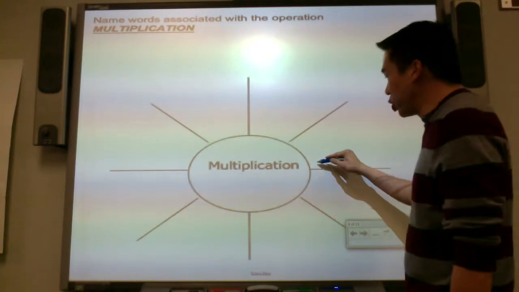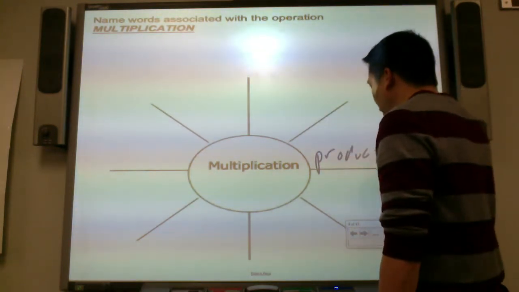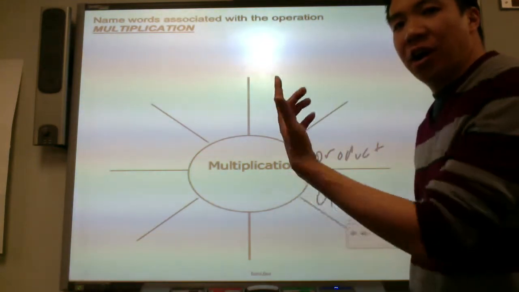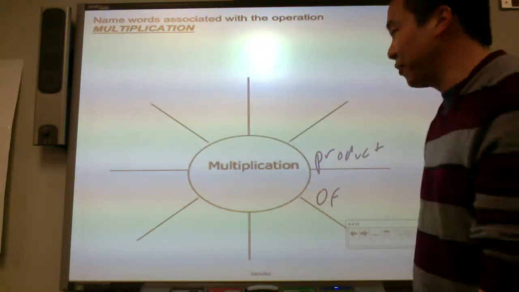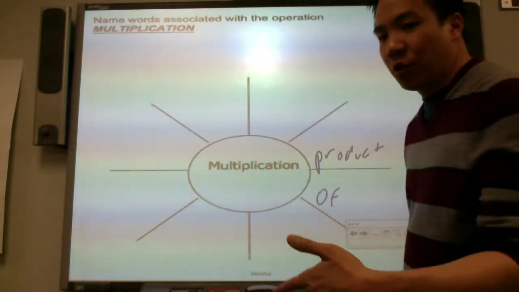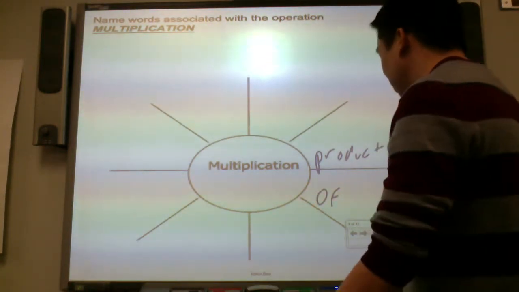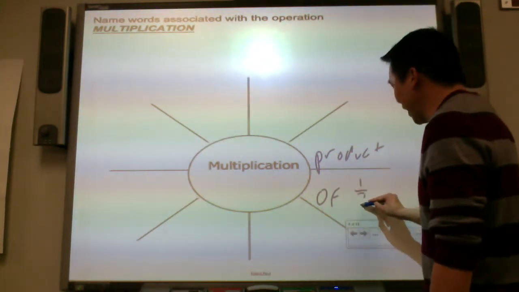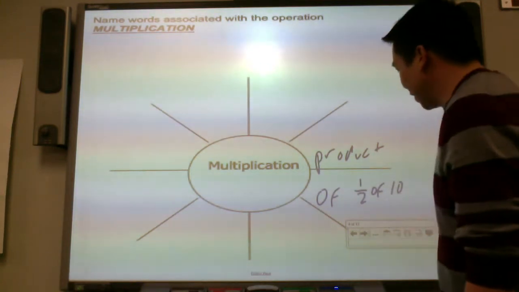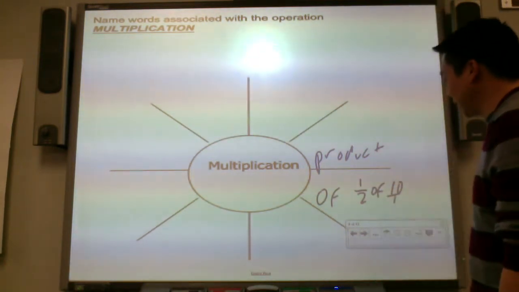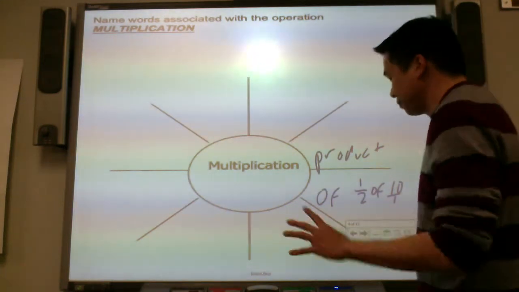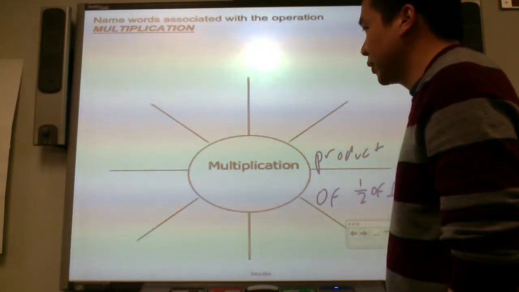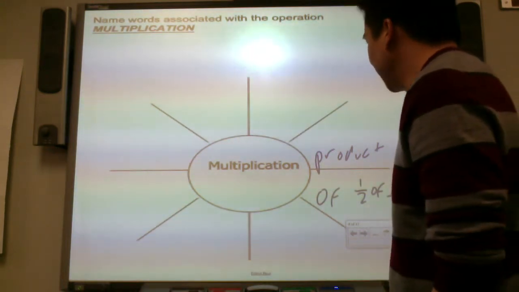What words are associated with multiplication? Product, and the word of. Remember, of means multiplication. Like, what's half of 10? 5. 1/2 times 10 over 1 is 10/2, or 5. So product, of. I can't think of any more, but I'm sure there are more.